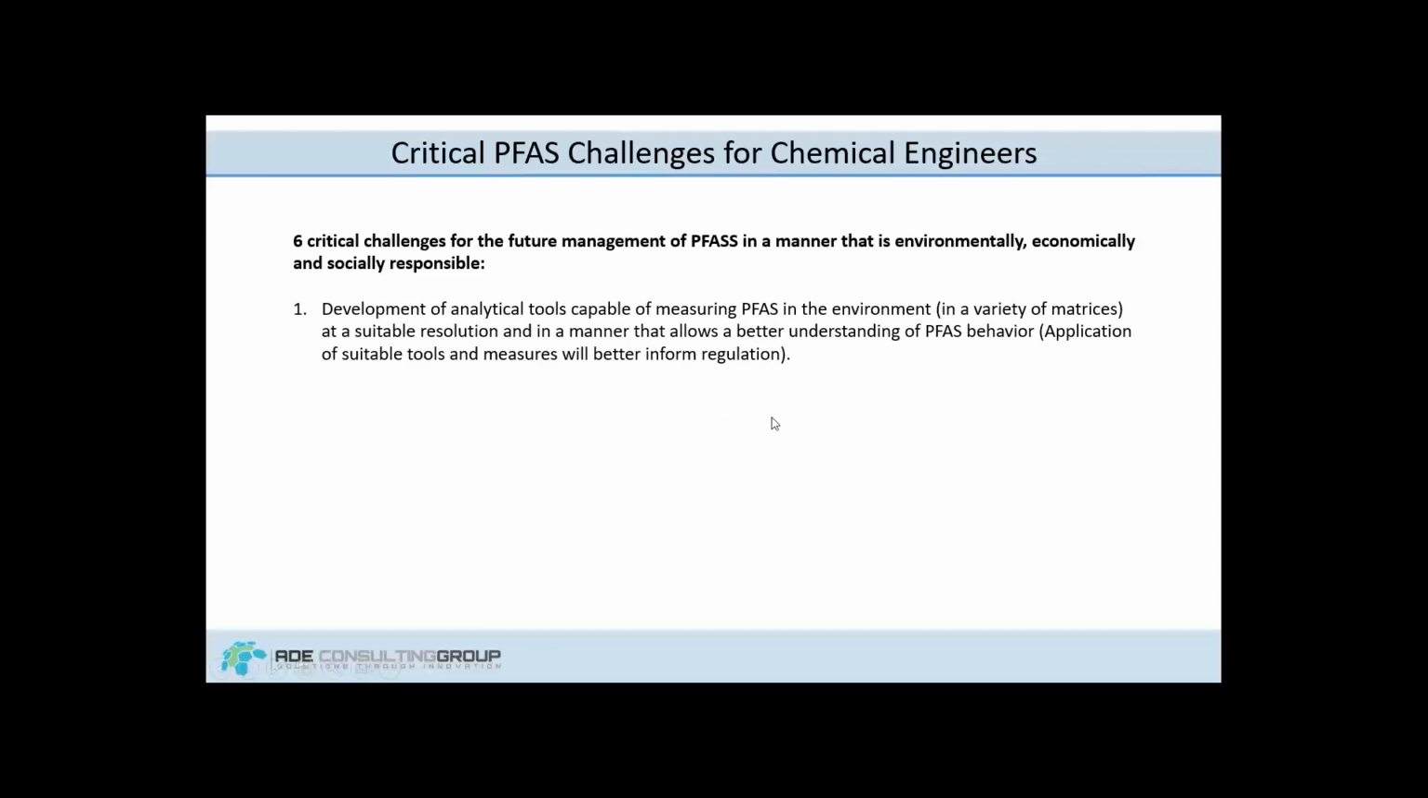So just being aware of time, what are the critical challenges that I see for the future? In short, it's really important that chemical engineers work on developing apt analytical tools capable of measuring PFAS in the environment in relevant matrices. So these include concrete, biotic matrices, and obviously waters, soils, and all sorts of other things, to allow us to better understand how PFAS behave. Because having these tools will basically inform regulations.